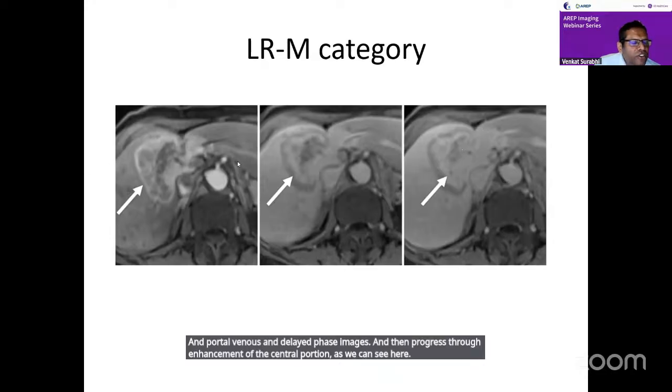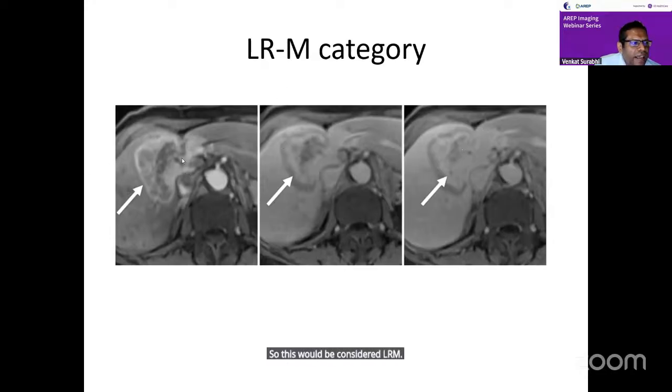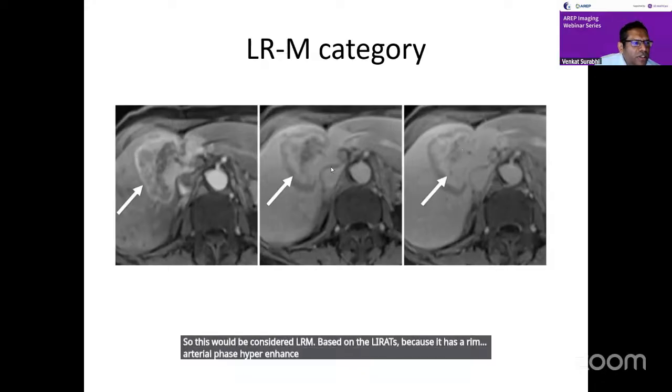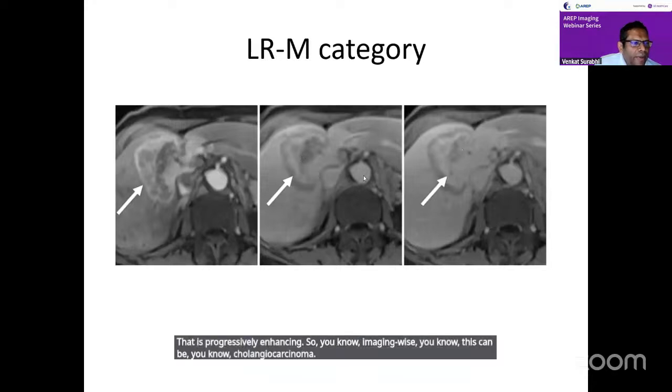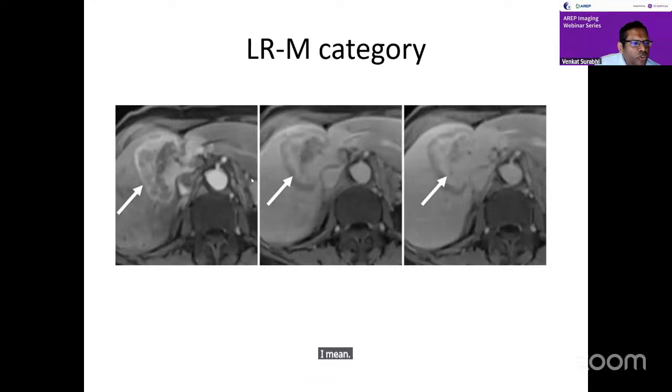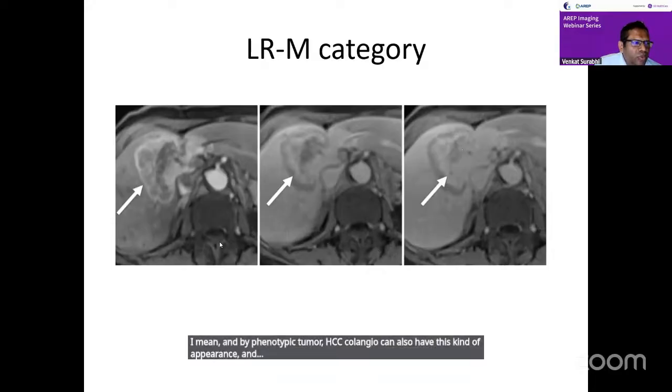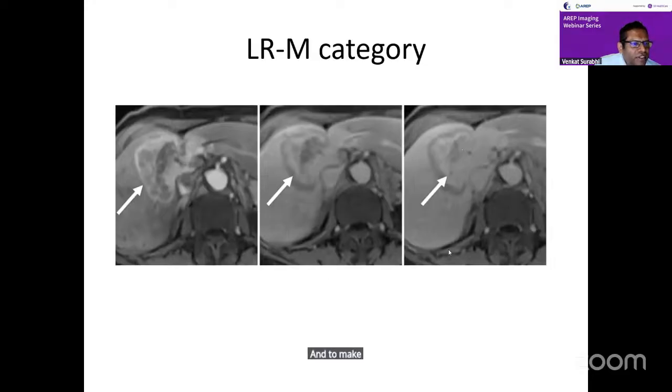So this would be considered LR-M based on LI-RADS because it has a rim arterial phase hyperenhancement that is progressively enhancing. So, imaging-wise, this can be cholangiocarcinoma. And a biphenotypic tumor, combined HCC-cholangio, can also have this kind of appearance. And this one turned out to be a cholangiocarcinoma. And to make our differential, there is also a sclerosing variant of HCC that can have a similar appearance.